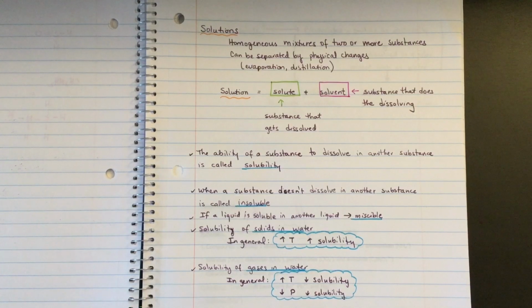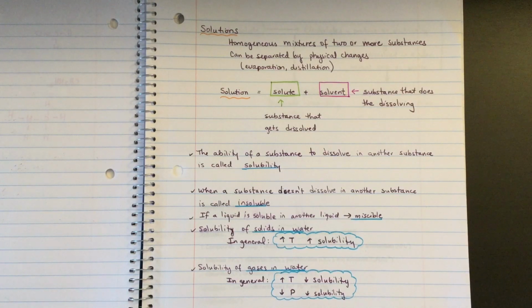Solutions are homogeneous mixtures, and homogeneous mixtures are the type of mixtures where when you look at them, they look like a pure substance, and they can actually be separated using physical methods, because they have a physical attraction between the components in the solution, so you can actually use distillation or evaporation to separate the components in a solution. A solution is made of two different components, not just two things, but two components.